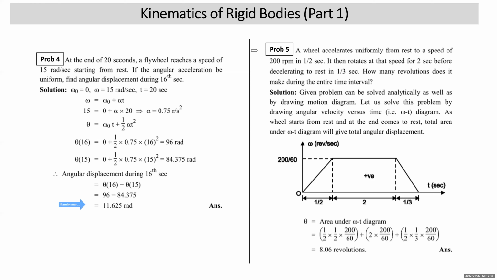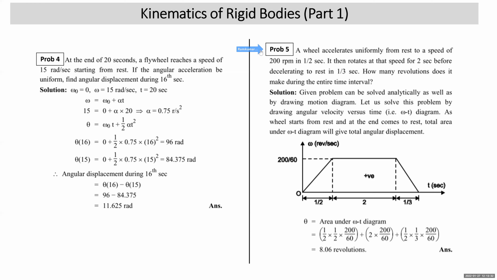All right. Now let's take problem number 5, which will be solved by using a motion diagram. I'm reading the sum. A wheel accelerates uniformly from rest to a speed of 200 rpm in half a second. It then rotates at that speed for 2 seconds. During that 2 second period, the speed remains constant before decelerating to rest in 1/3 seconds. How many revolutions does it make during the entire time interval?